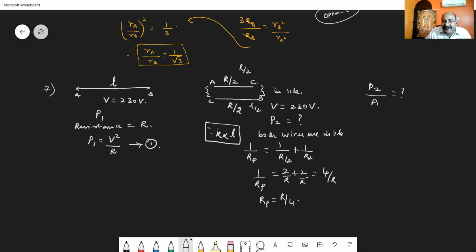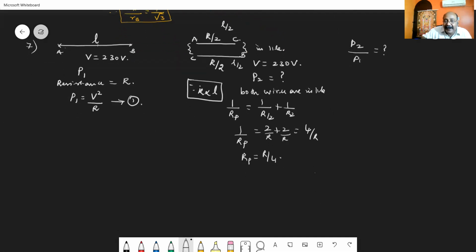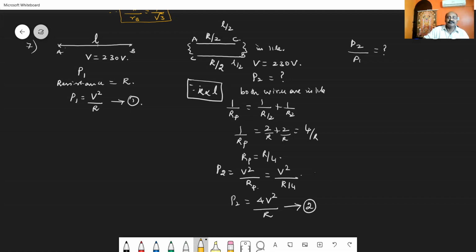If you have calculated that effective resistance, you calculate P2 now. What is the value of P2? Use this formula, V square divided by Rp. What is Rp? Rp is R by 4. So I can say P2 equals 4 V square divided by R. Am I correct? I am taking this as equation number 2.